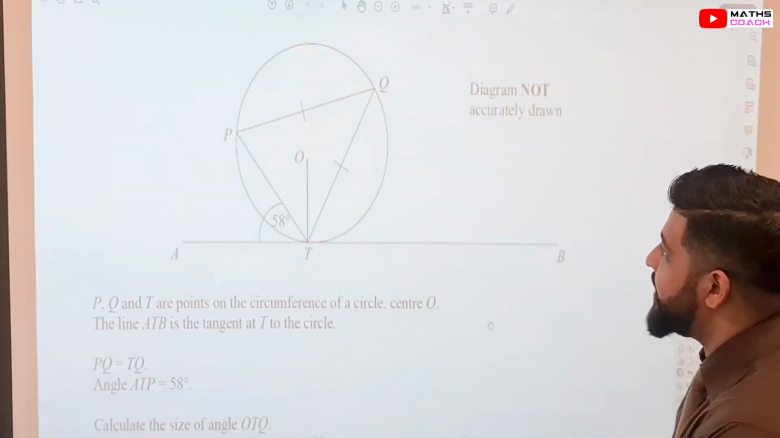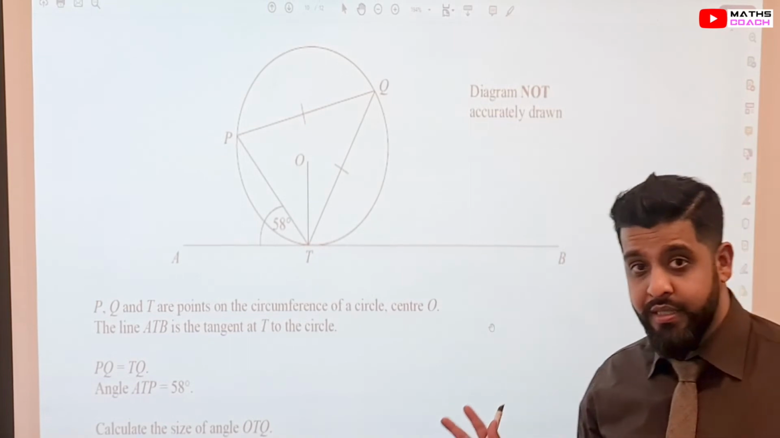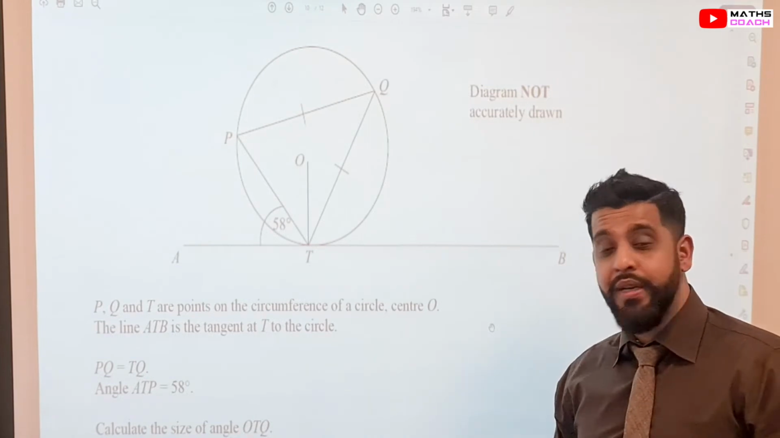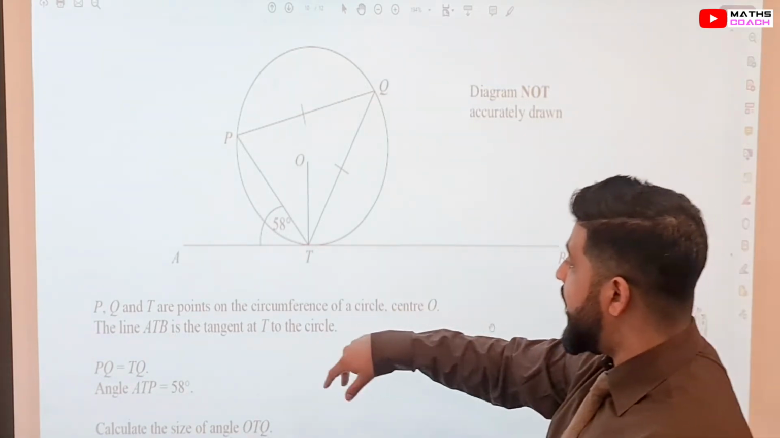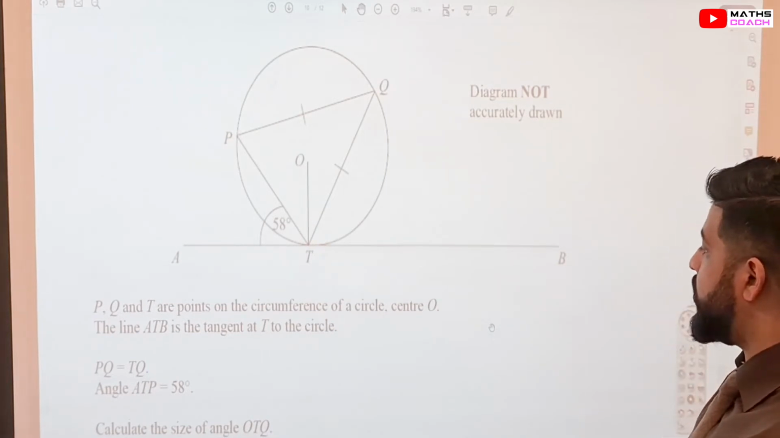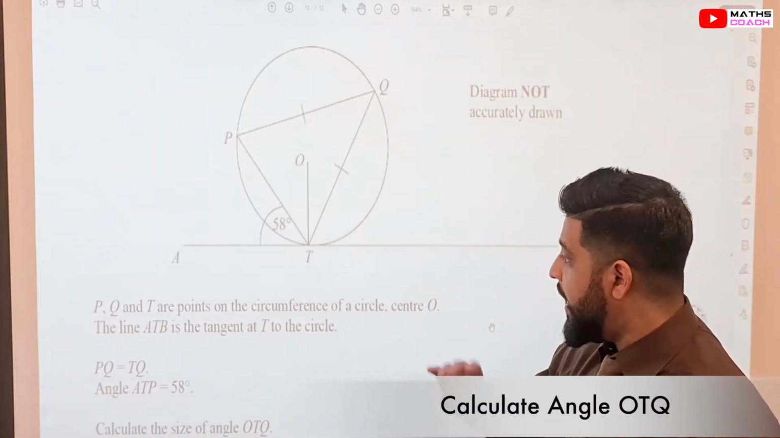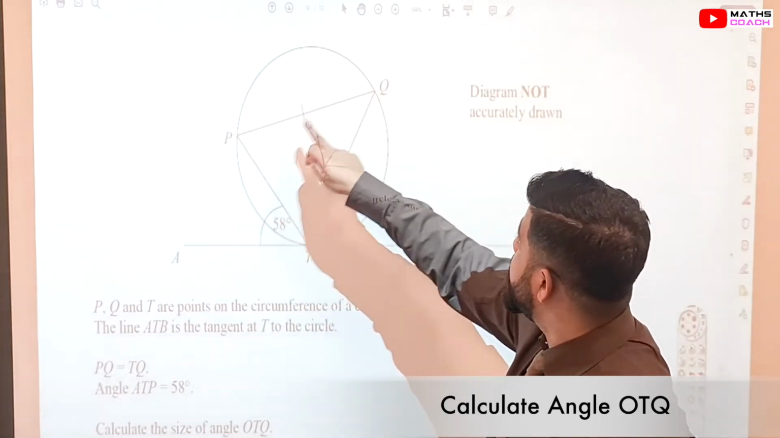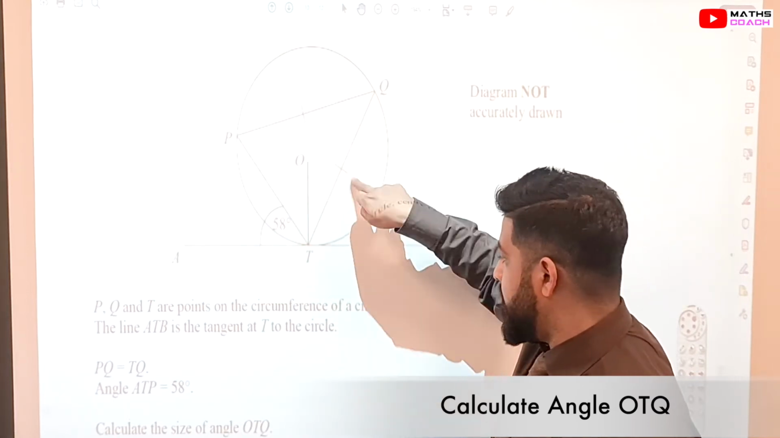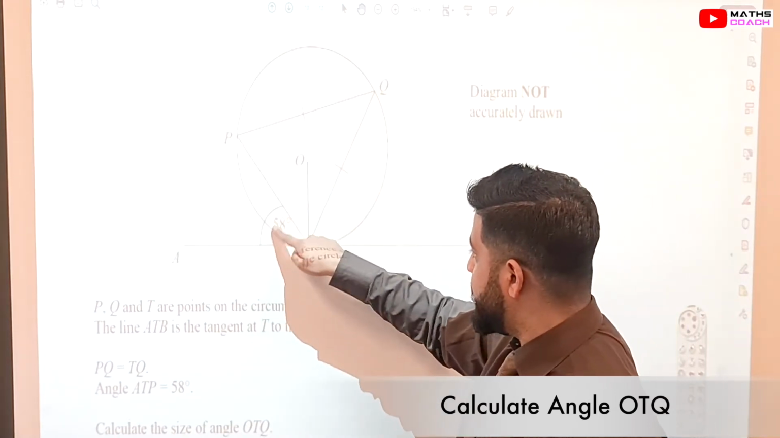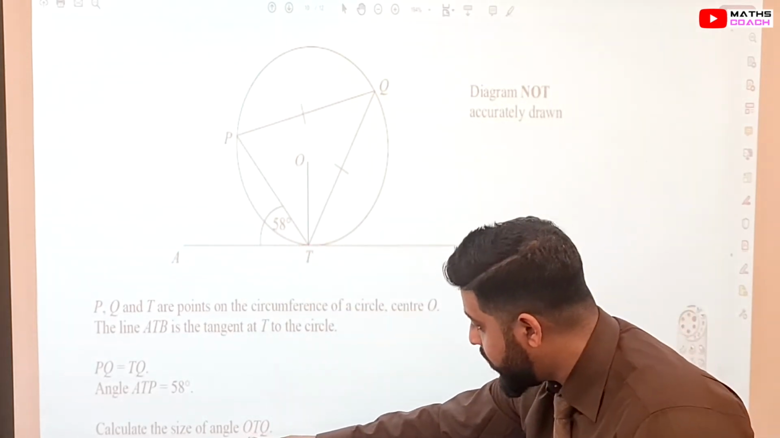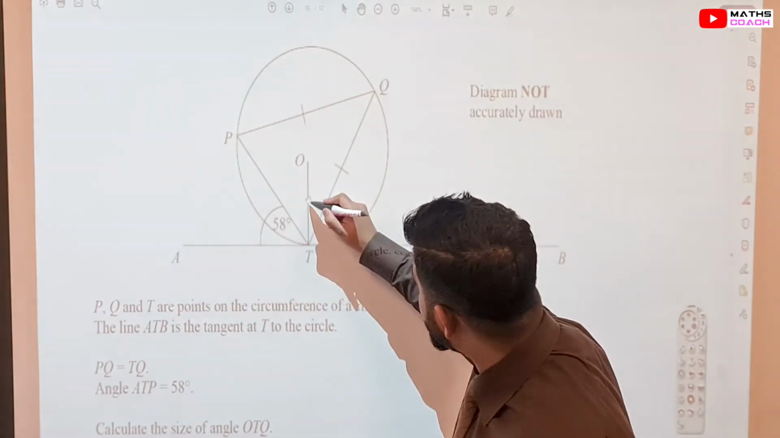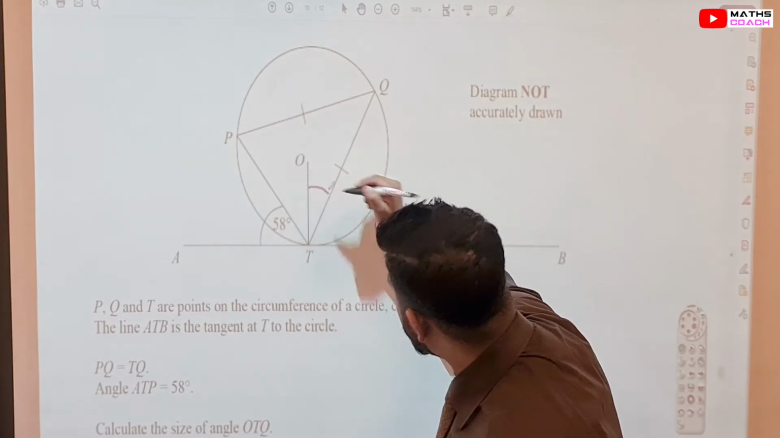All right, let's have a look at this next one now. We have a very complex diagram. So as you can see, the questions are starting to get a lot more complex now, and therefore the grades are going to be higher for it as well. So we have P, Q, T are 3 points on the circumference of a circle with the center O. And we are told that the line ATB is a tangent to the circle, and we are also told that PQ and TQ are equal. Okay, and we are given this angle of 58 degrees here. Calculate the angle of OTQ. So let's mark OTQ. So where's that? OTQ. So we are finding this little angle right there, OTQ.